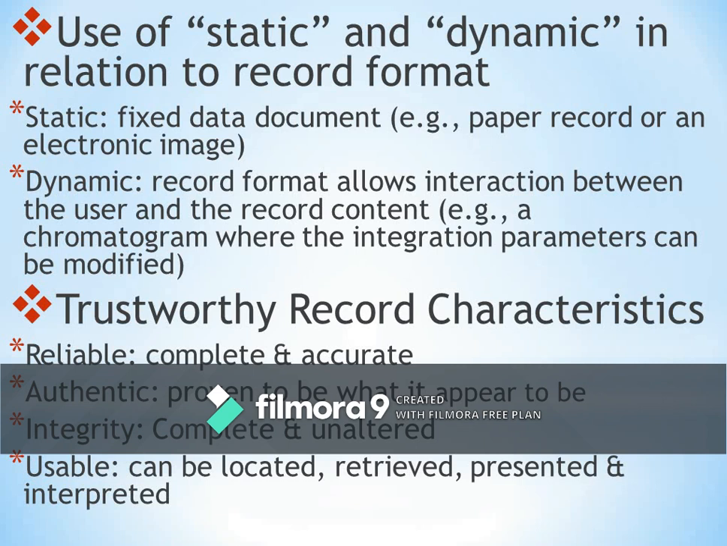Trustworthy record characteristics. What should a trustworthy record be? There are a few characteristics: these documents should be reliable, complete and accurate. They should be authenticated, proven to be what they appear to be. Integrity of the document should be maintained. It should be complete and unaltered. It should be usable, able to be located, retrieved, presented and interpreted.